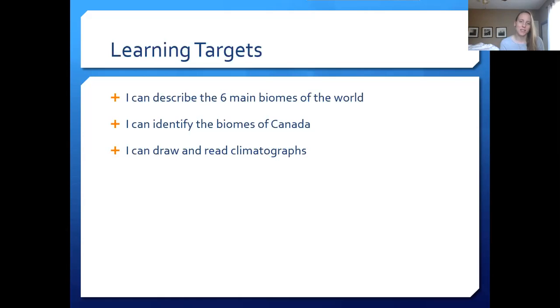On a test or quiz, you are not going to have to draw any climatographs, just be able to interpret them. And by that I mean, look at a climatograph and figure out which biome it matches.